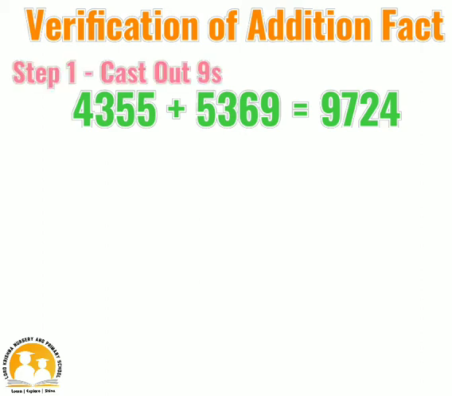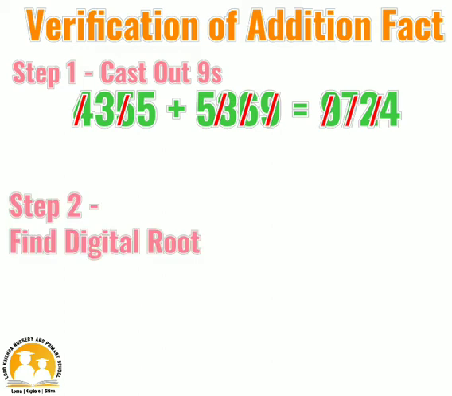The first step is to cast out all the 9s and the components of 9. So on the sum side, we cancel 9 and 7 and 2 because 7 plus 2 is equal to 9. On the left hand side, that is the addend side, we cancel 4, 5. 4 plus 5 is equal to 9, and also 3, 6. 3 plus 6 is equal to 9, right?